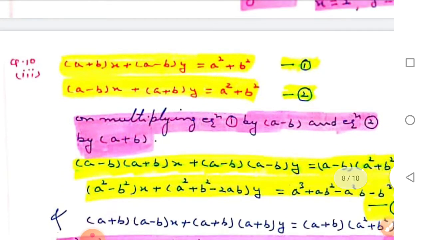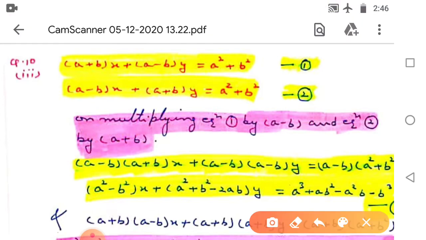Now come to the third part of question number 10. So this is (a plus b) into x plus (a minus b) into y is equal to a square plus b square, and (a minus b) into x plus (a plus b) into y is equal to a square plus b square, right?